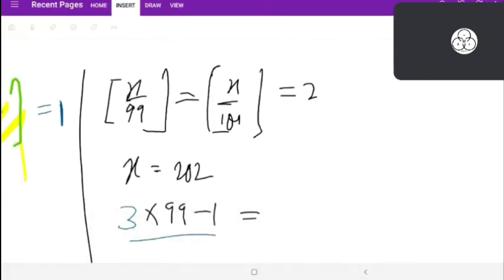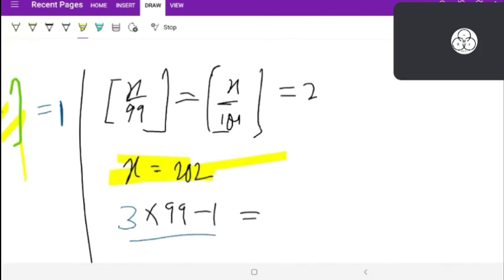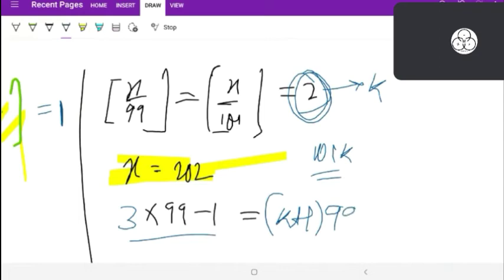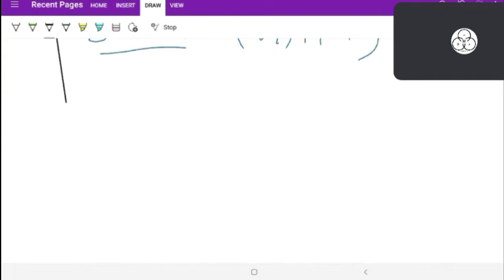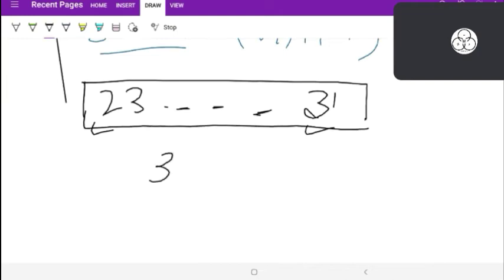And what can we conclude about the lower limit? If this is k, the lower limit is 101 into k, and the upper limit is (k plus 1) into 99 minus 1. So how many solutions are there in between them? Suppose we are given the numbers 23 up to 31, including both. How many numbers are between them? This is written as 31 minus 23 plus 1.